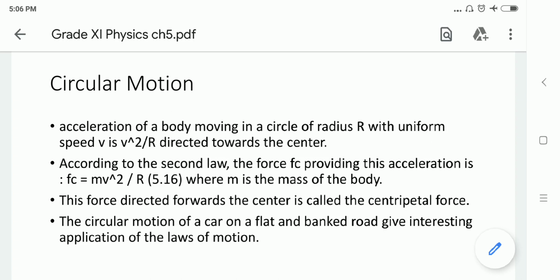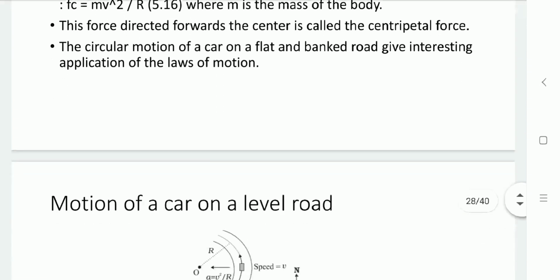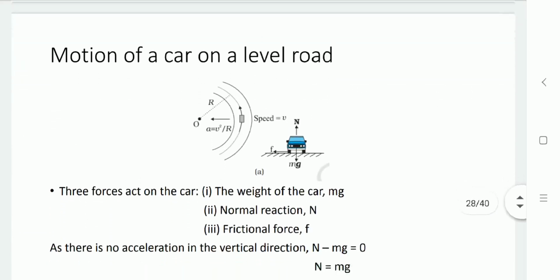This circular motion of a car on a flat and banked road gives interesting applications, and let us go through it in detail. Let us first understand the motion of a car on a level road.